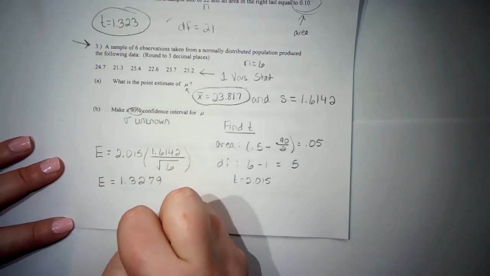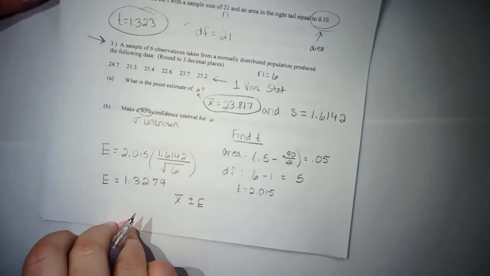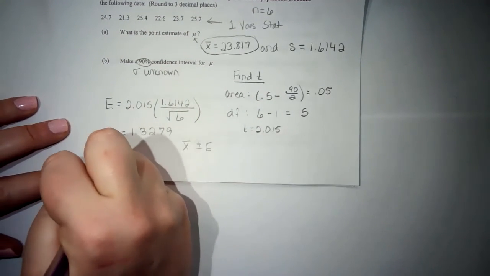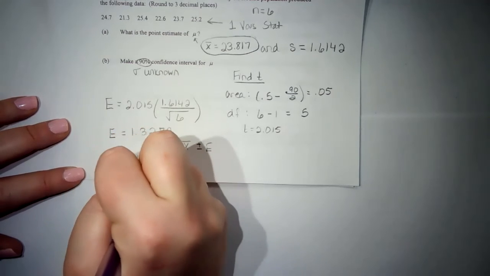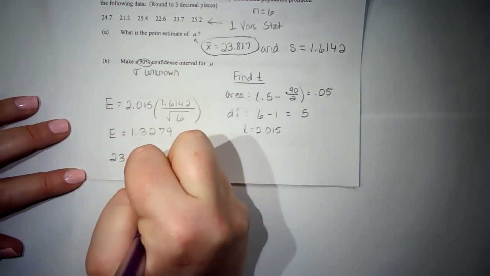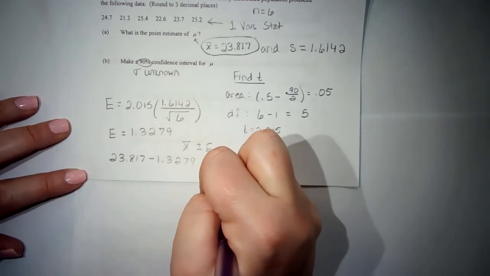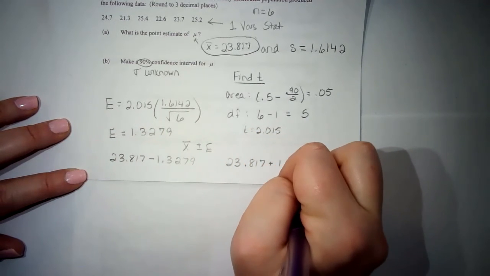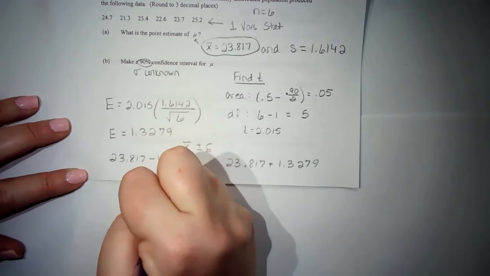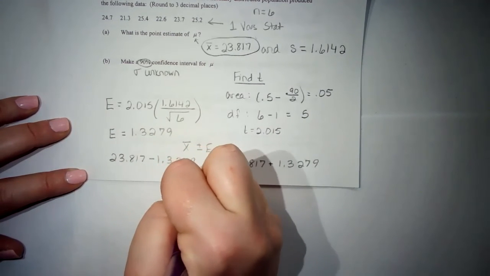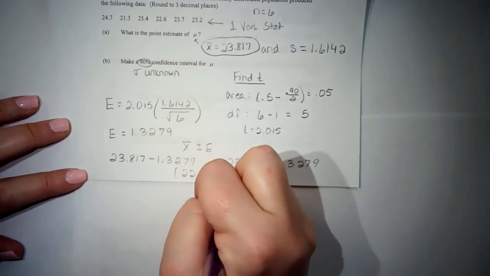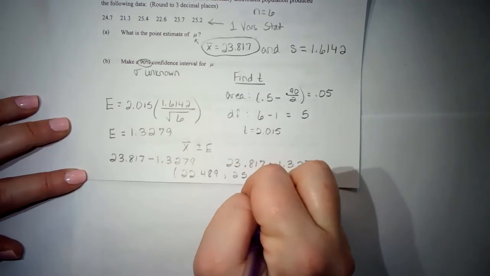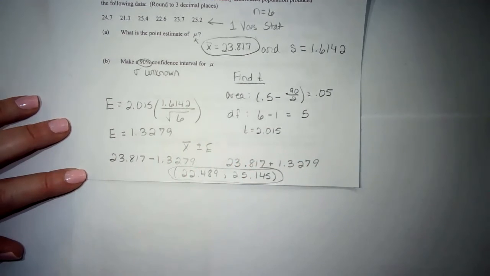So now when I do my X bar plus or minus E, I'm going to have 23.817 minus 1.3279 and 23.817 plus 1.3279. And I get 22.489, comma 25.145. And there we go.